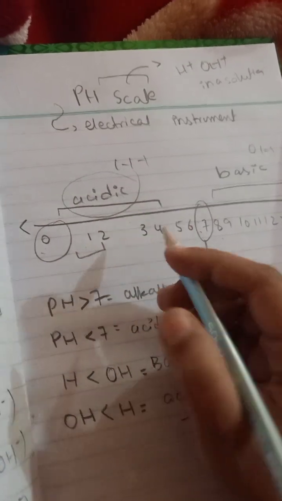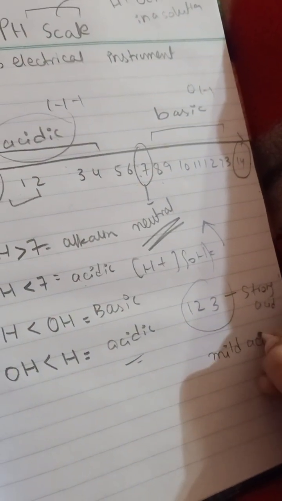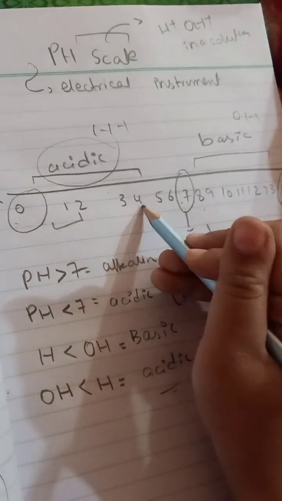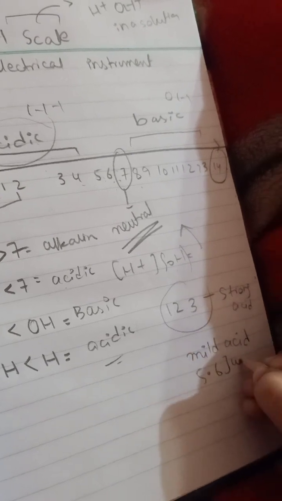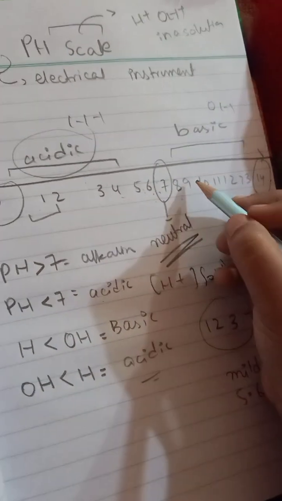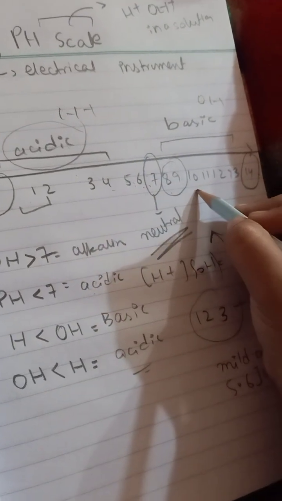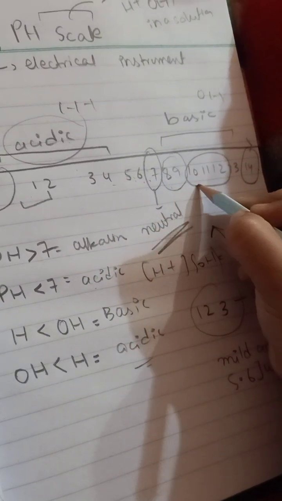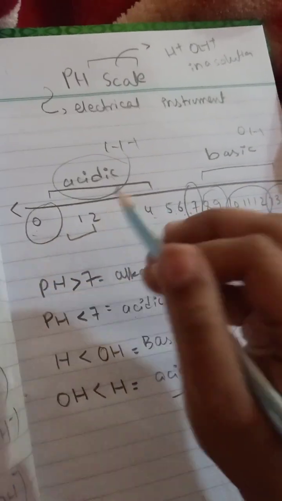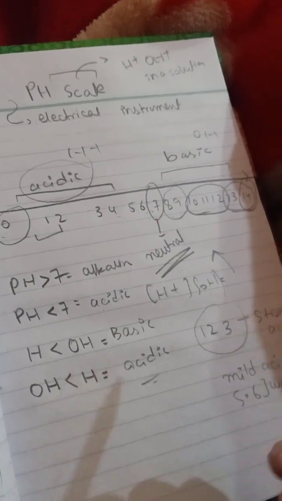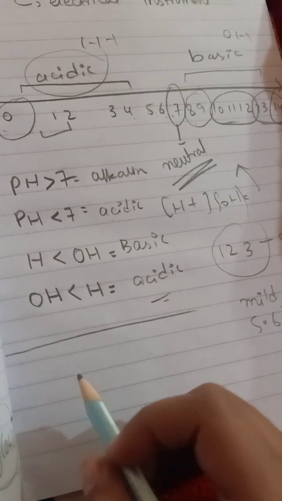If the pH is about 3, 4, we call it a mild acidic solution. If the pH is 5, 6, we call it a weak acid. If the pH is 8, 9, we call it a weak base. If the pH is 10, 11, 12, we call it a mild base, and 13, 14 a strong base.